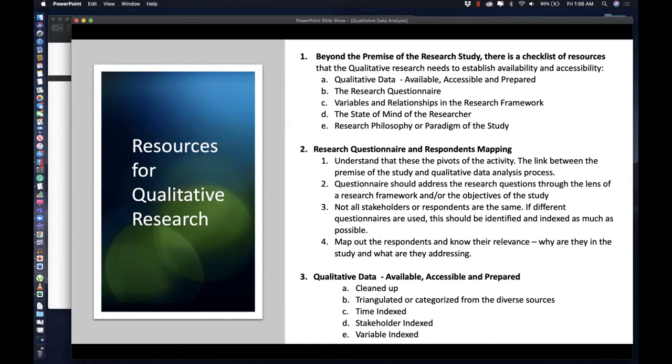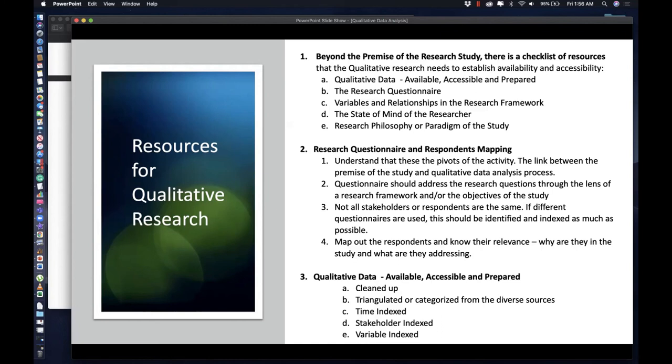Now, I want to point out something. When you are looking at the questionnaire, it is the operationalization of your research questions or objectives. The respondents are the people who are going to give you answers about their experience that you seek to analyze to answer the research questions. Now, you need to do a mapping of respondents to the research questions. So understand that these are the pivots of the activity.